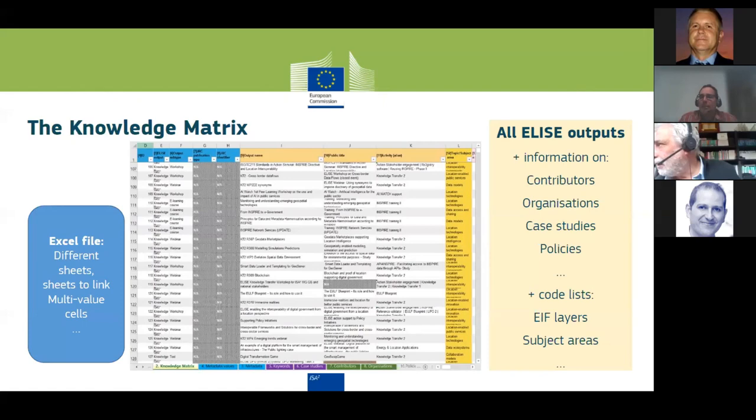So it's not only the output and all the attributes with it, but we also have a separate sheet for the contributors. We have organizations, case studies that are mentioned or used in the different studies. We have the policies where things are related to, and then a number of code lists. Of course, we try to reuse code lists that already exist, but there are also code lists that we just created from the topics and, for example, the keywords that were mentioned in the different outputs.